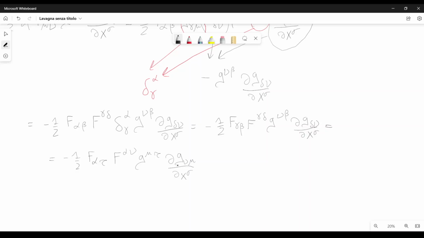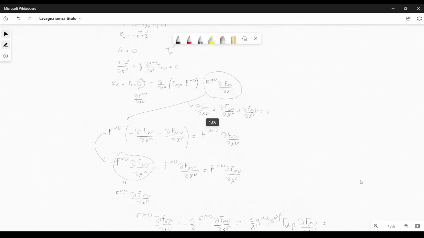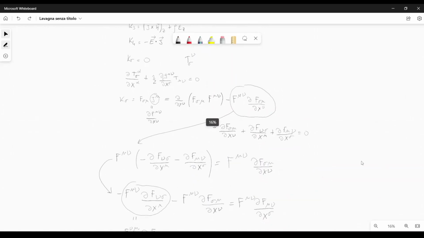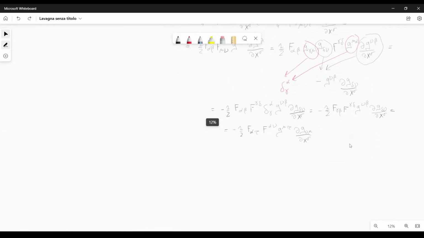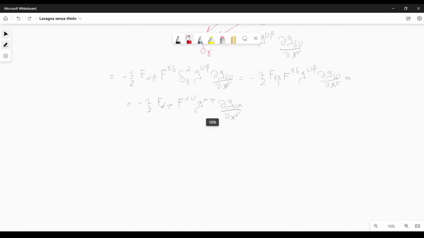Anyway, from all these calculations, we can rewrite k sigma. Remember where we started. We started from k sigma here, and we did some manipulations, and all the calculations are done here. You can see that we did a good amount of manipulations, but all in all, if you put these things together, you get this. So k sigma can be written like this.